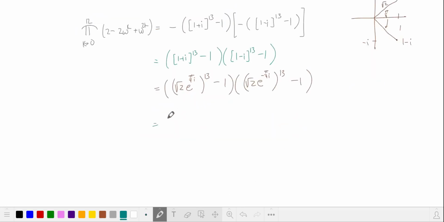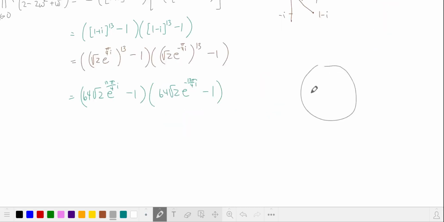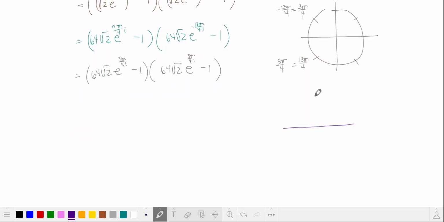Root 2 to the 13th power is 64 root 2, and then we just multiply this exponent by 13, so we get 13 pi over 4 times i, and the same thing over here. Let's figure out where 13 pi over 4 is. It's down over here in the third quadrant, the same as 5 pi over 4. So negative 13 pi over 4 is up here at 3 pi over 4. So I'll rewrite these. Now let's see what their rectangular coordinates are.